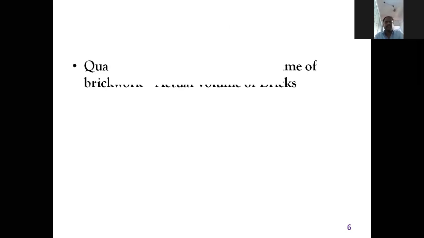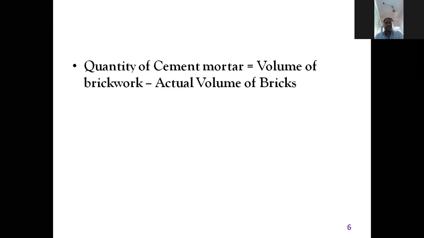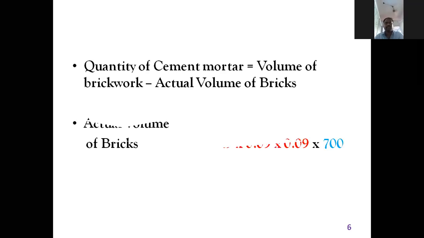The next thing: first we calculated bricks. Then we need to calculate the cement and sand. For that, we want to know the cement mortar. The quantity of cement mortar is equal to the volume of brickwork minus the actual volume of bricks. So there are two quantities: the volume of brickwork and the actual volume of bricks. We need to subtract these two, and you will get the cement mortar volume.